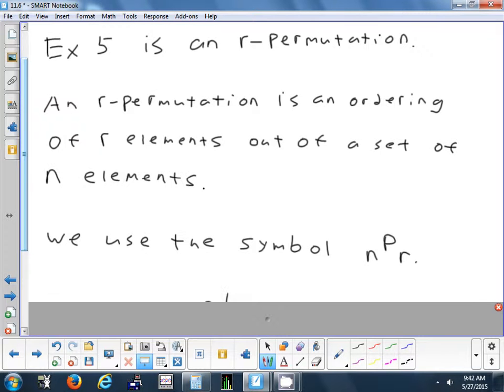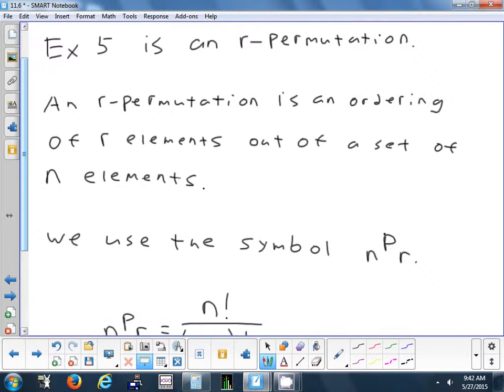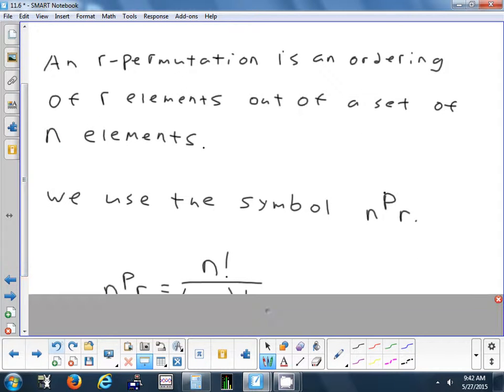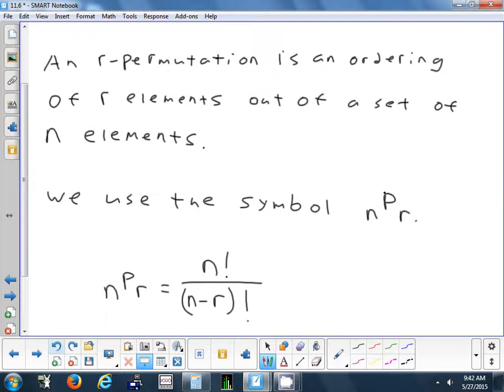And we can use this symbol, nPr. Okay, so that symbol is basically a short way of writing down, I want you to do a permutation. You have 15 things to pick from. You're allowed 3 at a time to pick. And it turns out you can just use this formula.